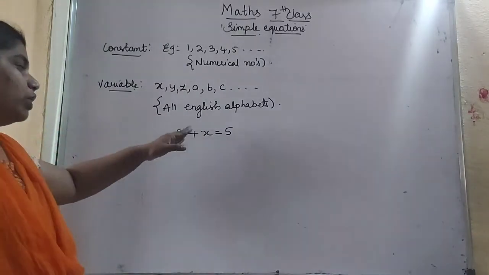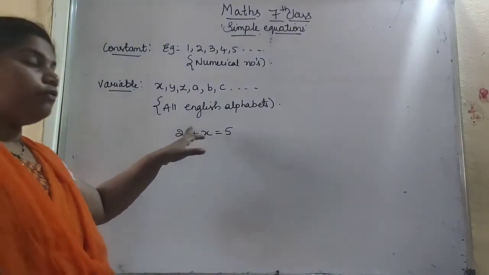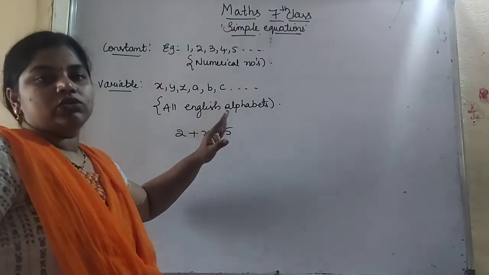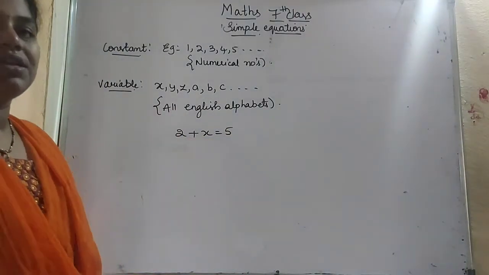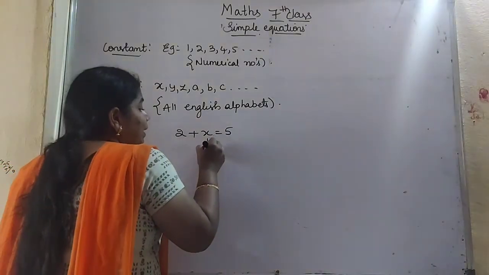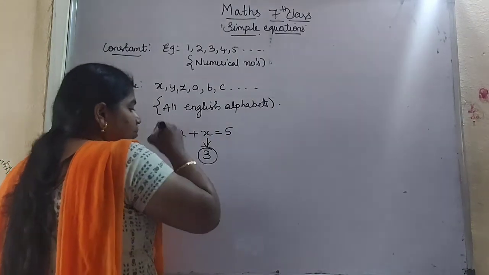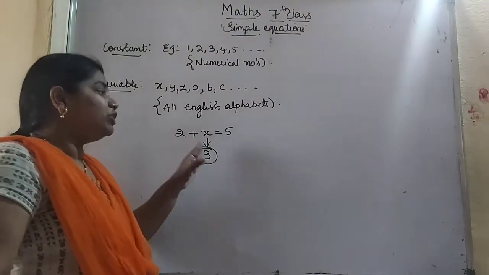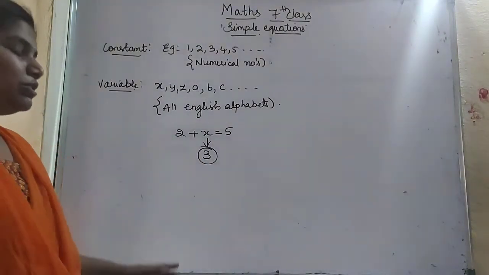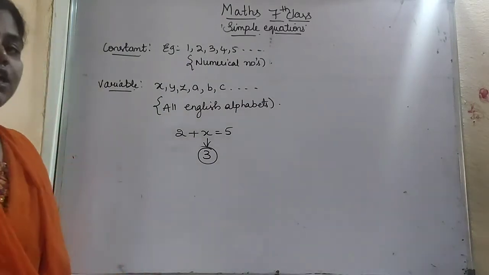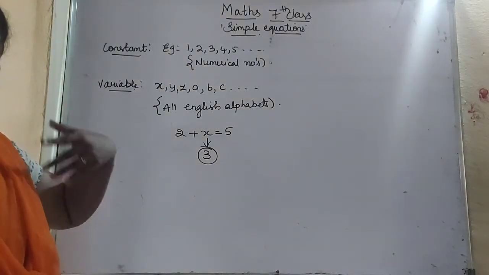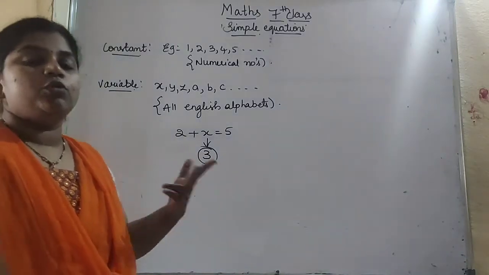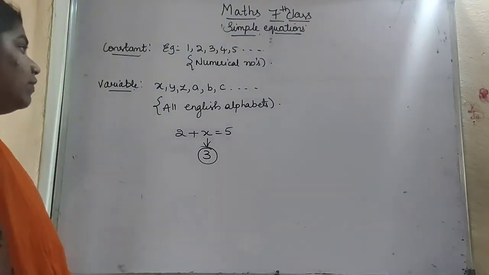So here x is nothing but an unknown value. For 2, how much will you add to get 5? Directly you will tell it as 3. That means in place of x you are substituting which number? 3 you are substituting. So you are not changing the 2 value, you are changing the x value there. So that x is called a variable. Variable is nothing but which can be changed, which can be assumed, which can be replaced with a numerical number. We will call it as variable.